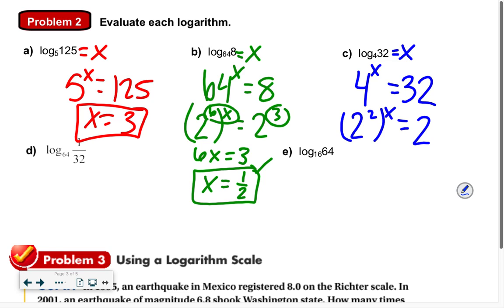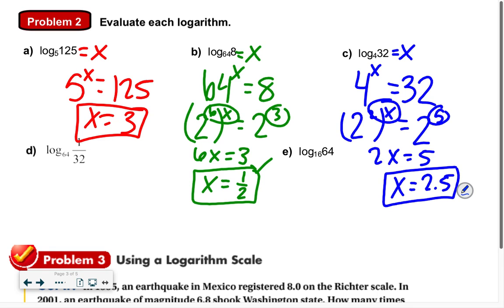To the 5th. So I want what to be equal? My base is the same. 2x equals 5. Yeah, I want my exponents to be equal. 2x equals 5, so how much is x? 2.5. 2.5, 5 halves. I don't care if you write decimals or fractions, either one works with me.